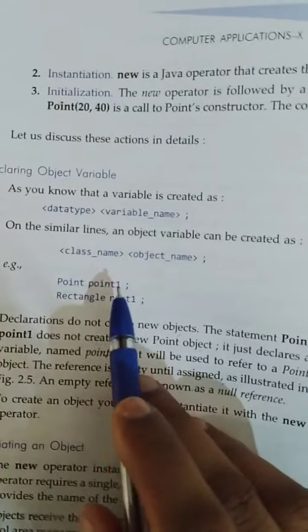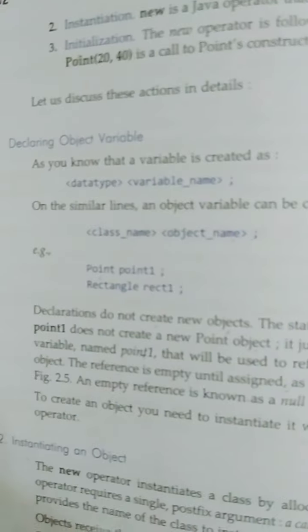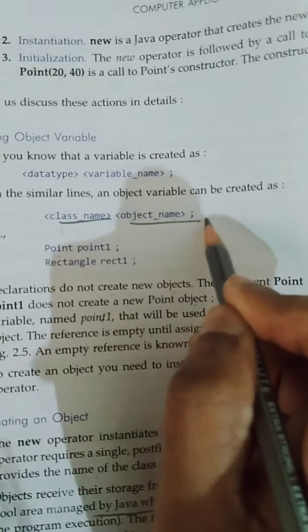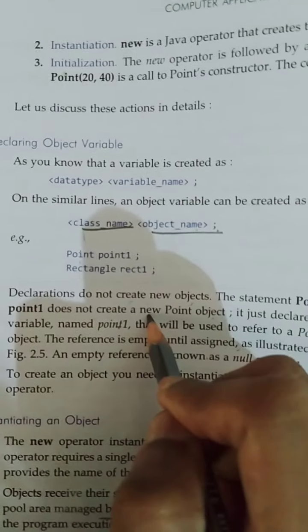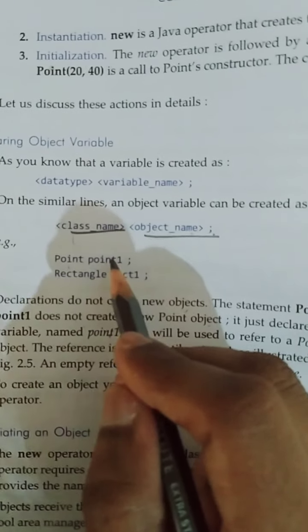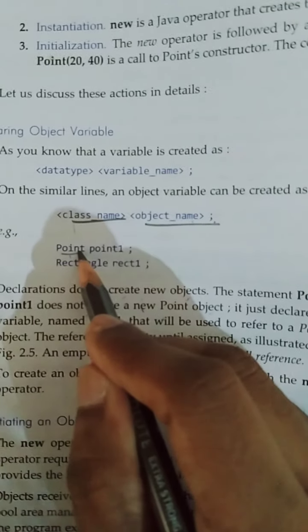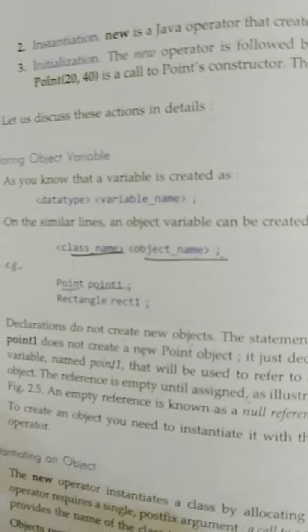So what this means is, suppose you have declared class name, object name. This is a syntax, mark it. Class name, object name, semicolon. This is a declaration. Declaration doesn't mean creating an object. It just means we are giving a variable name with its type. Type is class, that is Point, and name is point1. It is just declaring a variable as an object.